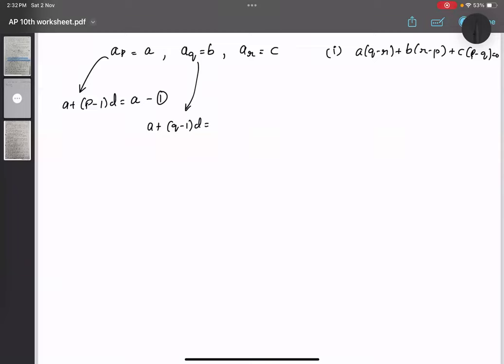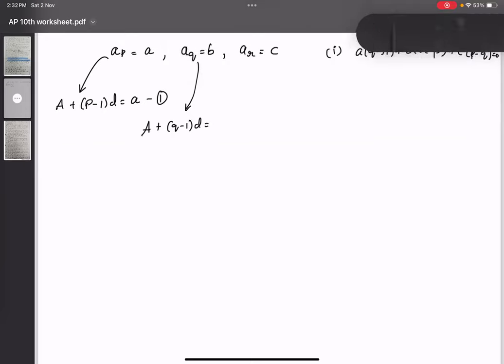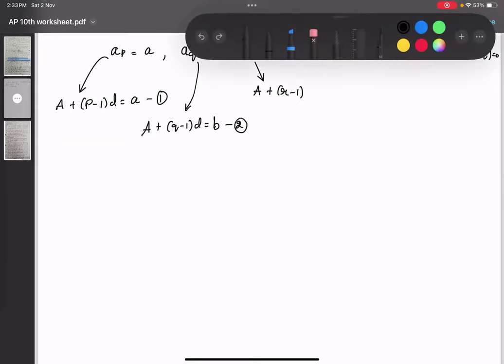One more thing. The question itself has a, b, c, so please do not use capital A for the first term of the AP. Is that clear? Why am I not taking small a? Suppose the question had D also, I would take my D as capital D.